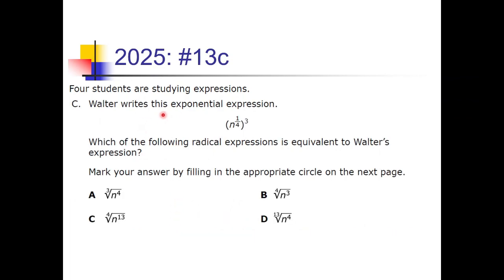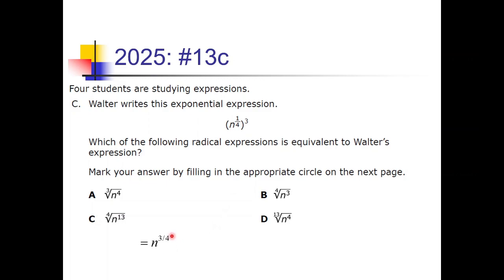For part C, Walter writes this expression, n to the 1/4 to the 3rd, and they want us to say which of these radical expressions is equivalent to Walter's expression. So in order to match one of these, I'm first going to simplify this to get a single fractional exponent. So again, I'm multiplying the exponents when I raise something with a power to another power. So this is n to the 1/4 times 3, which is just n to the 3/4.